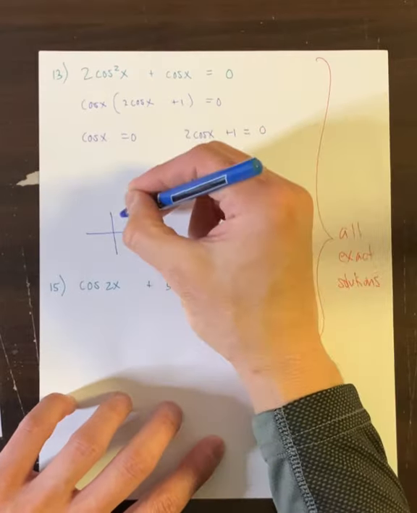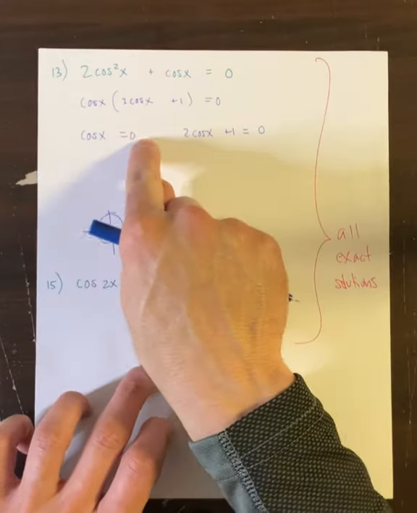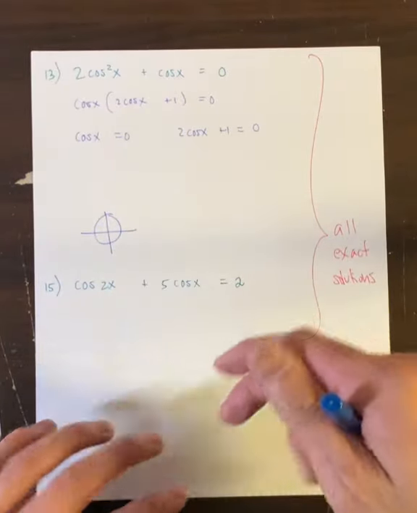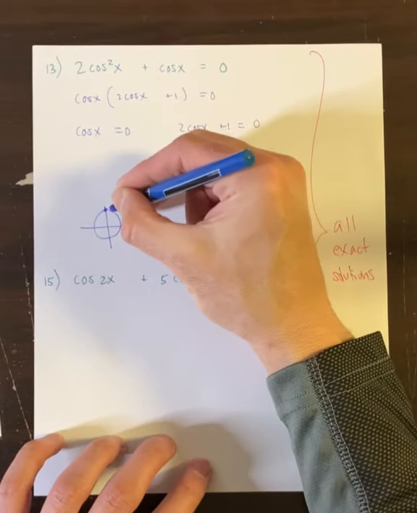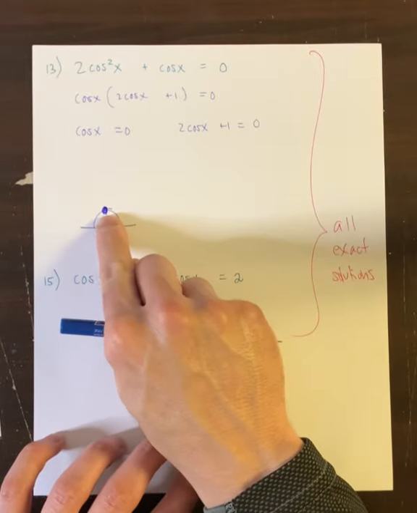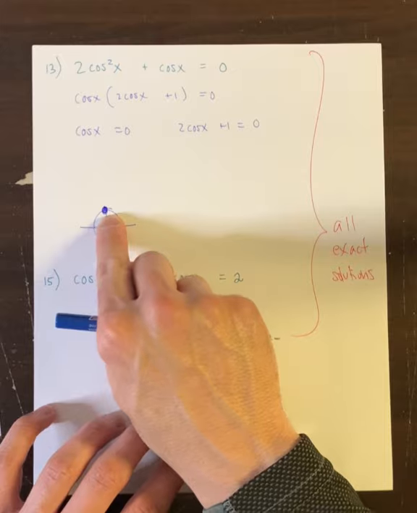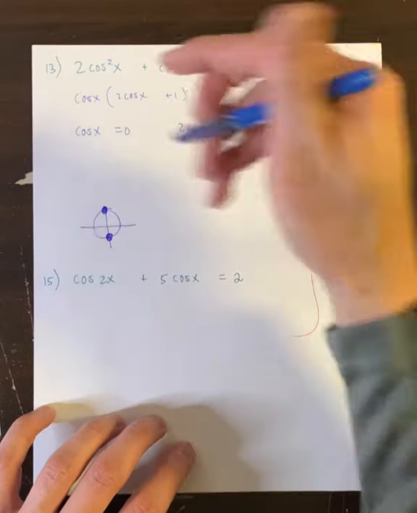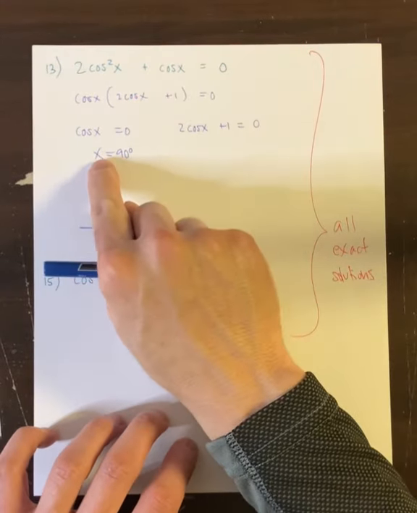For instance, think of the unit circle. What this is saying is you want cosine to be 0. Cosine is an x coordinate. So where on the unit circle do you have an x coordinate of 0? Well, that would be right here and right there. This location would be 90 degrees, and this makes sense because if you plug in 90 there, cosine of 90 is 0. So one of the answers is x is 90.